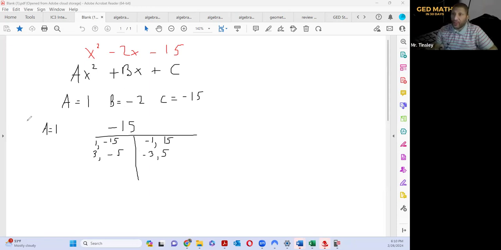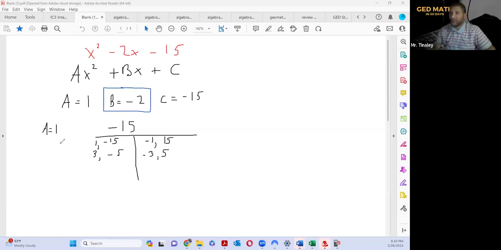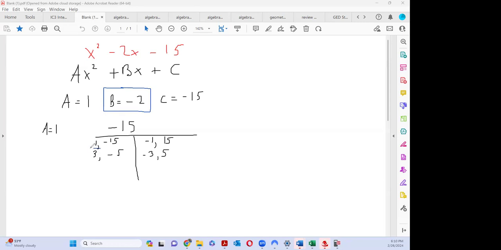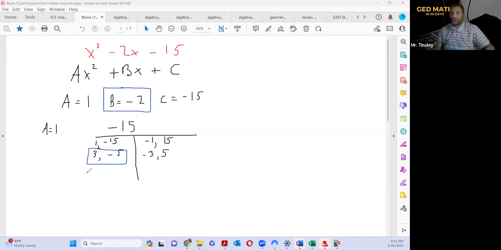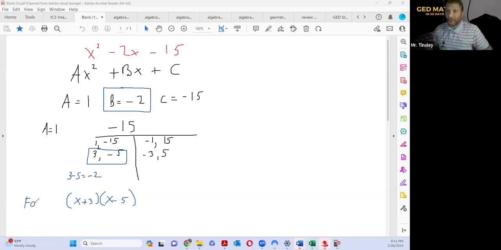So now we found the factor pairs. Now we want to find the factor pair that, when we combine them, is going to give us -2. Which pair, when we combine them, gives us -2? 3 and -5. So 3 minus 5 equals -2. That tells you the pair that's going to factor this quadratic equation. So we have a +3 and a -5, so we're going to have (x plus 3)(x minus 5). Now, this is the quadratic equation factored.